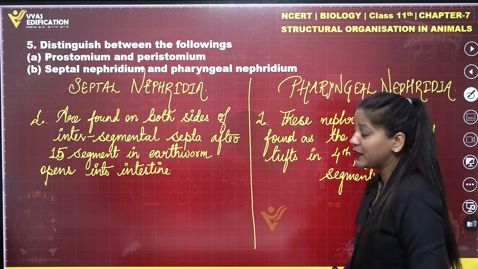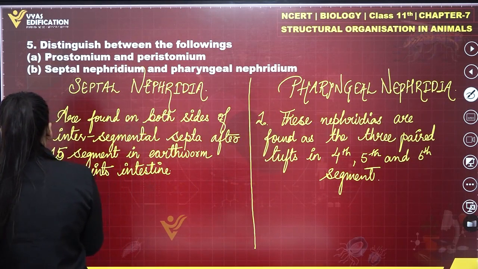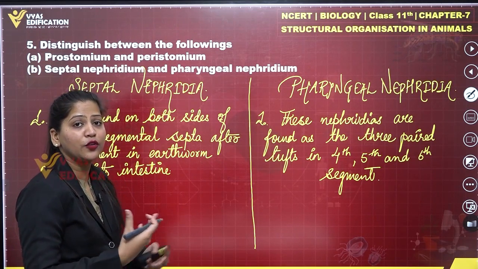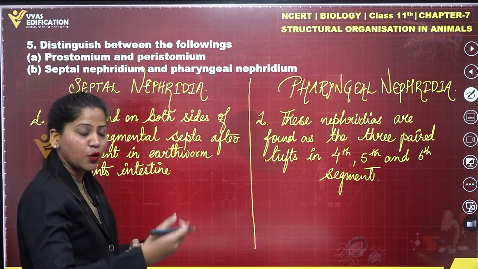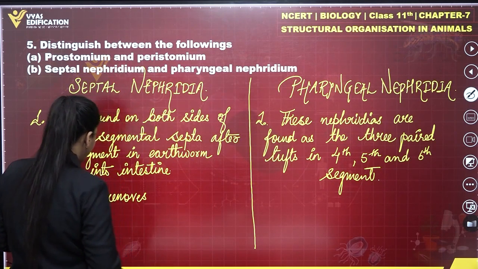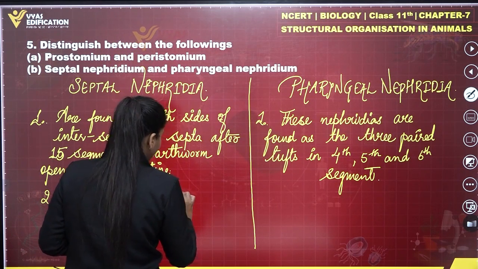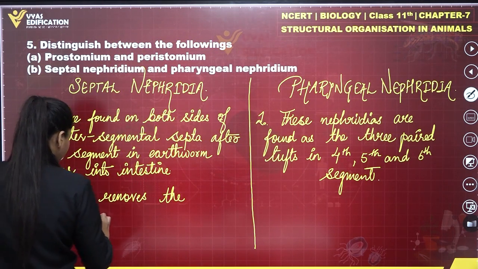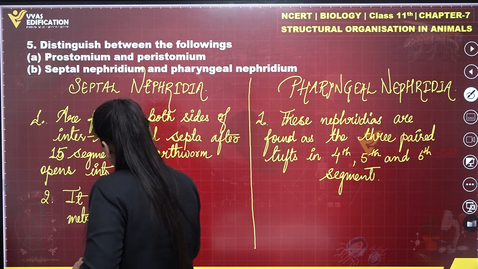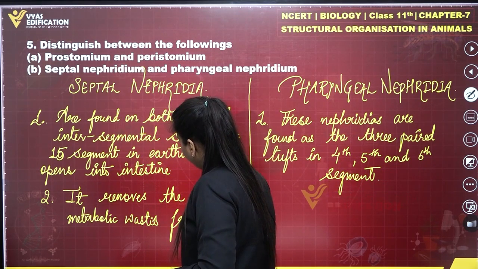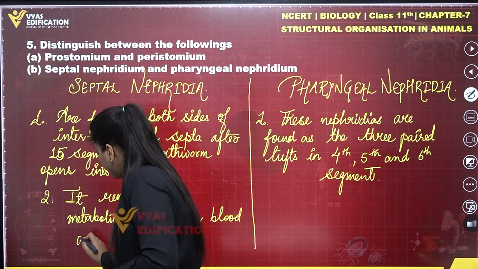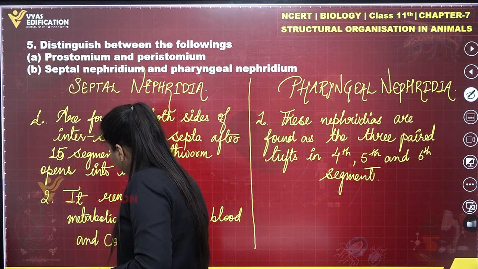Now the next point of these two. If we talk about the septal nephridia, nephridia is actually an excretory organ, so obviously it will remove metabolic waste from the body to the outside. The septal nephridia remove the metabolic waste from blood and coelomic fluid, right?